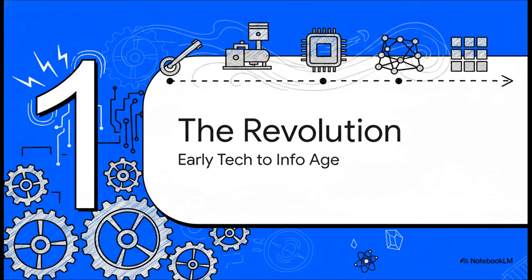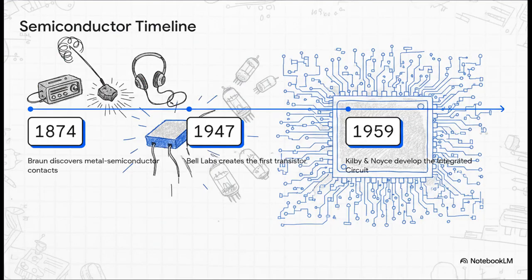Section 1. The Semiconductor Revolution, from early detectors to the information age. Let's start with a broad historical look, really just to understand the sheer velocity of semiconductor evolution. Back in 1874, Ferdinand Braun discovered the asymmetric conduction of metal semiconductor contacts. That was a principle that eventually powered early radio detectors. Fast forward to 1947, and we see a massive paradigm shift. Bell Labs creates the first point contact transistor, a solid-state device that effectively signaled the death of those fragile vacuum tubes.